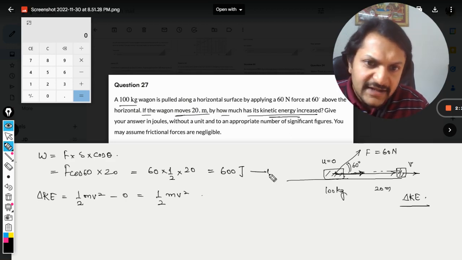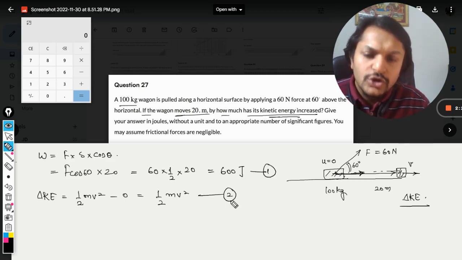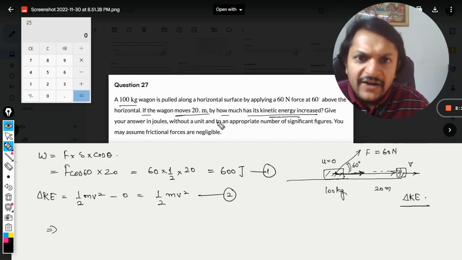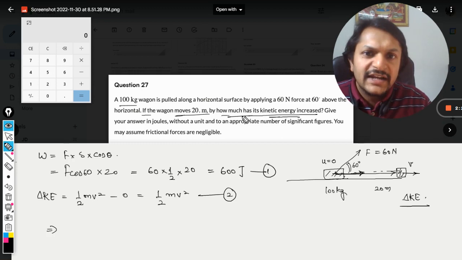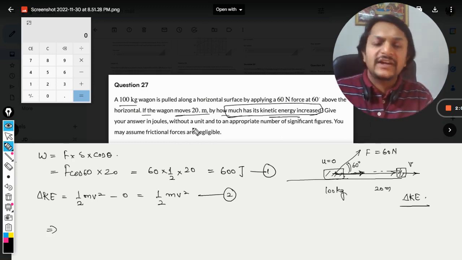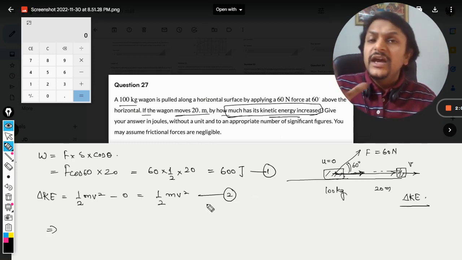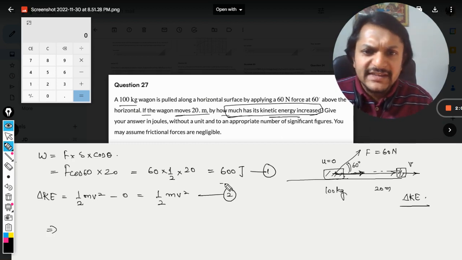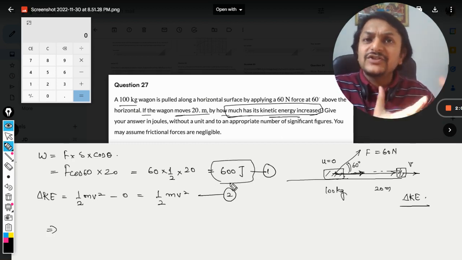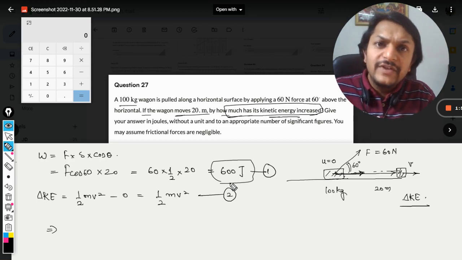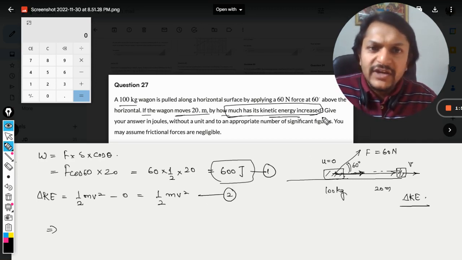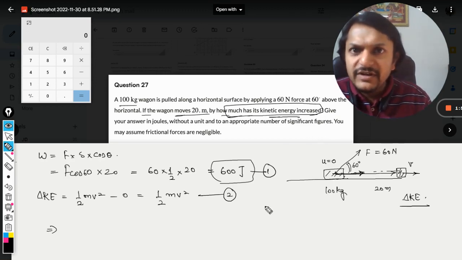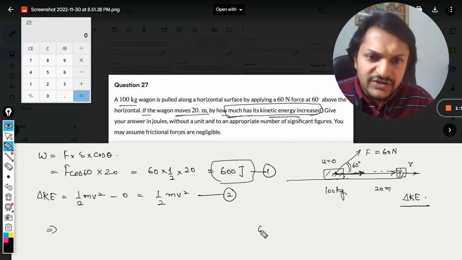So this number one equation and number two should be equal to each other. The question is how much kinetic energy has increased. So we are not supposed to find the velocity, only and only the energy is supposed to be found. So obviously this 600 joule energy that was spent in doing work will be given to the body as kinetic energy. So we can say that the change in energy will be 600 joule. So our answer for this question is 600 joule.